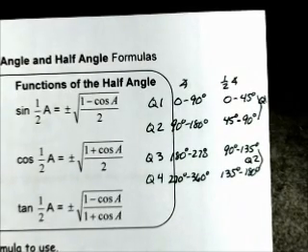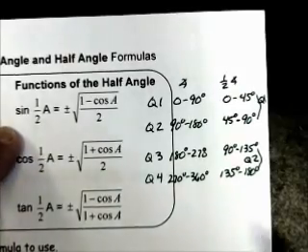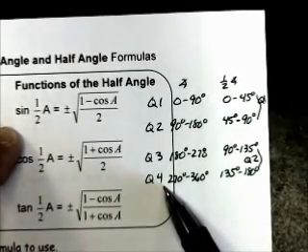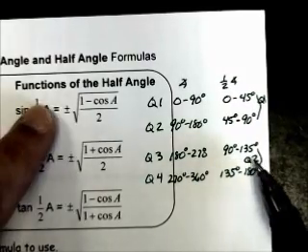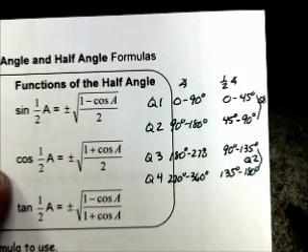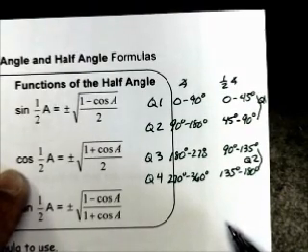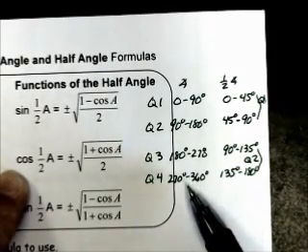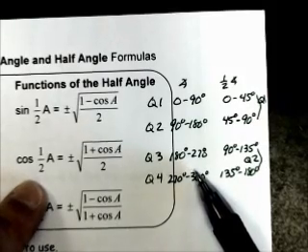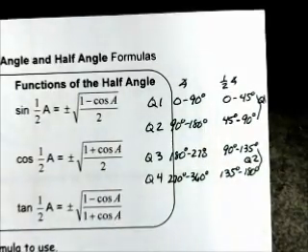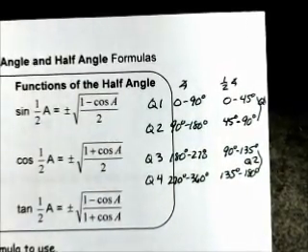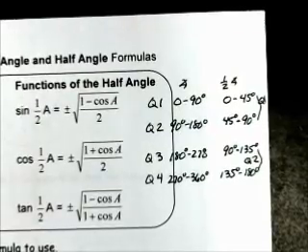Okay? So if you're looking for the sine of half of A and your original angle started off in quadrant 4, then half of it would be in quadrant 2 where sine is still positive. But if you're looking for cosine of an angle A that started off in quadrant 3, then half the angle would end up in quadrant 2 where cosine is negative. So that determines whether it's a positive or negative square root.